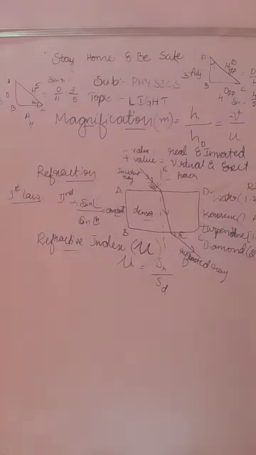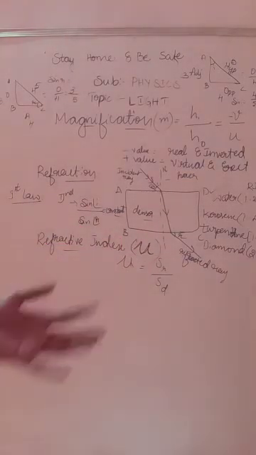Okay, if they are asking about the refractive index of water, which is 1.23, the speed of the light in a water media is more. And if they are asking the meaning of the refractive index of diamond, 2.42, the speed of the light in a diamond is very less.